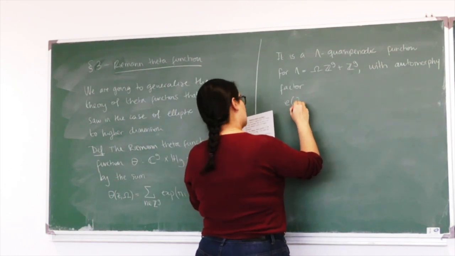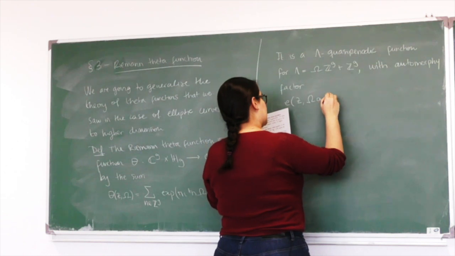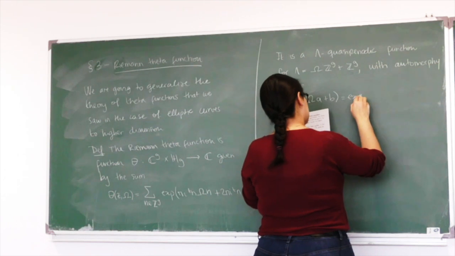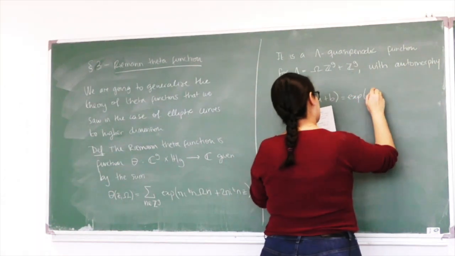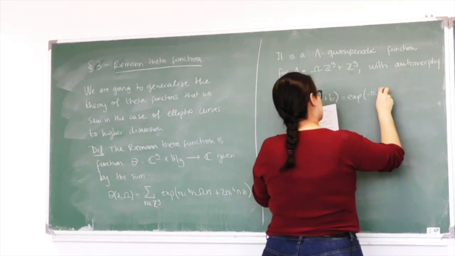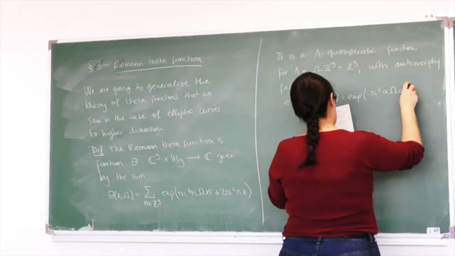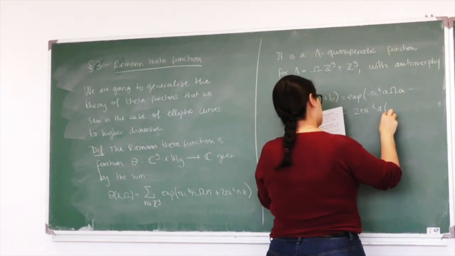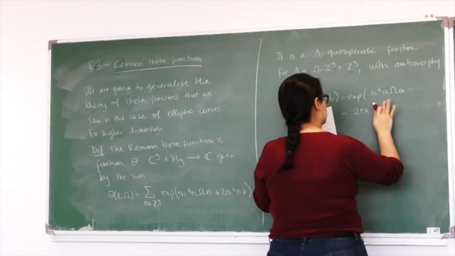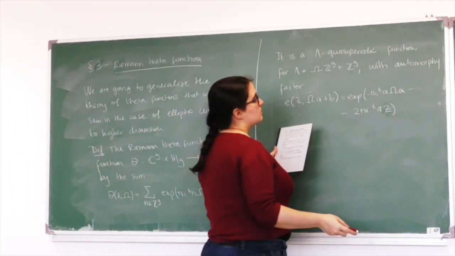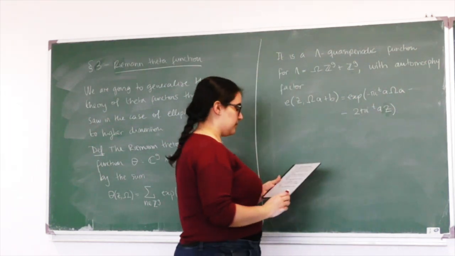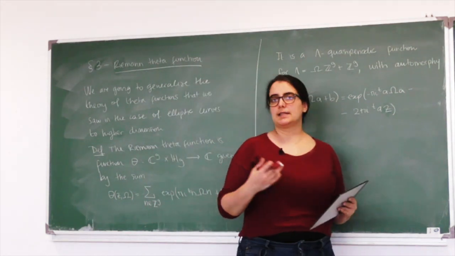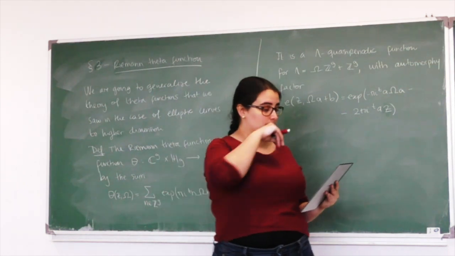is e of z, omega a plus b, equal to the exponential of minus pi i transpose of a omega a minus 2 pi i transpose of a z. Can I fit it there? No, it's okay. Okay. So no surprises here, everything is following more or less the situation that we had in dimension 1.